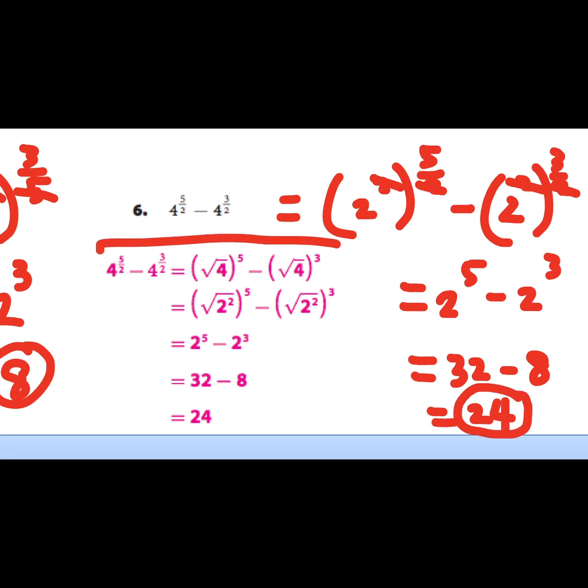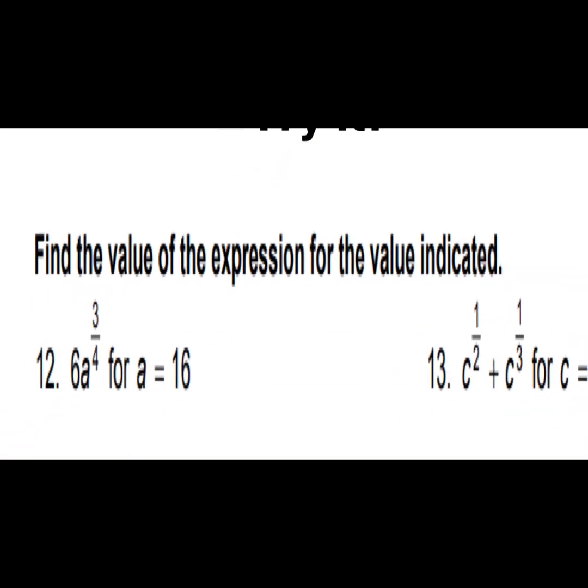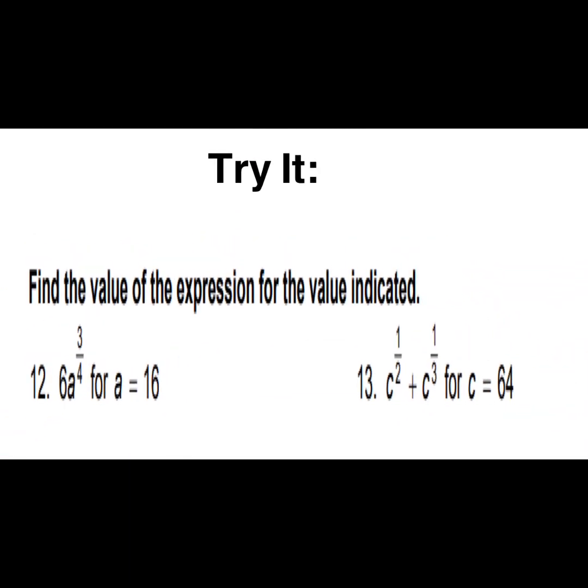So again, here is the radical form method of solving the problem. So you can take a look at both and see which one you're most comfortable with. And that's the end of that problem. Here's some more try it problems. So make sure you guys go ahead and try it before you look at the answers.